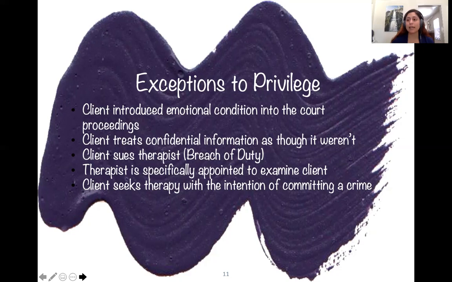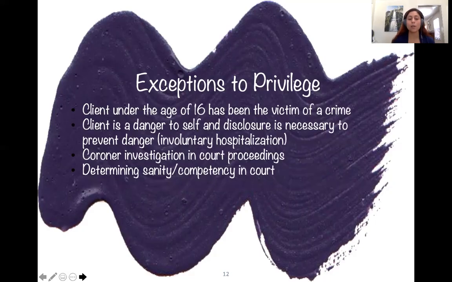And then if a client seeks therapy with the intention of committing a crime or escaping punishment for a crime, that is an exception to privilege. So say, for example, the client explicitly tells you they're coming to therapy because they want to get better at lying to cover their tracks for a crime. That's no longer privileged information. Okay, a couple more exceptions. If a client who's under the age of 16 has been the victim of a crime, then that information is not privileged because children are a protected population, okay? So you would need to share them.